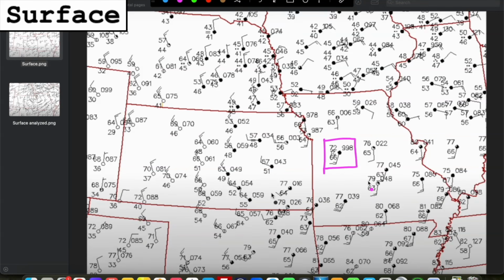So those are the main values that you'll see on a station plot. You may also see these symbols here between the temperature and the dew point. These represent the present weather that's ongoing at the station at the time of observation.